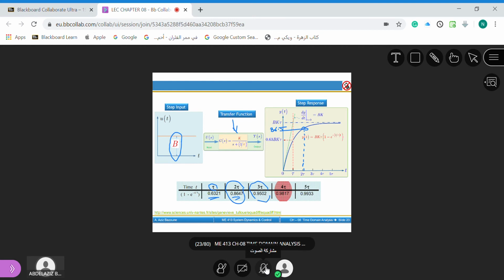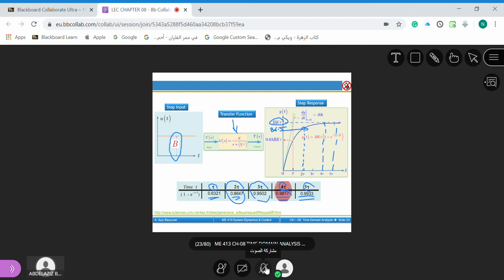At 3 tau it will be 95%. At 4 tau, the value will be something like 98%, it approaches the 100% line. So this is the line 100%, and this one will be at 98% of the value. At 5 tau, the response reaches 99%, and so on. So this is the behavior of the first order system to a step input.